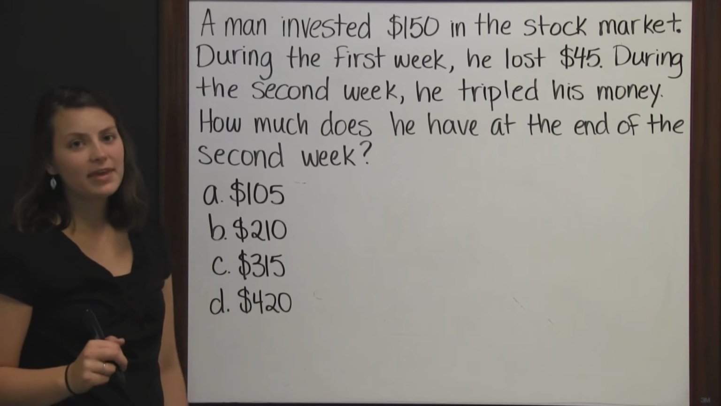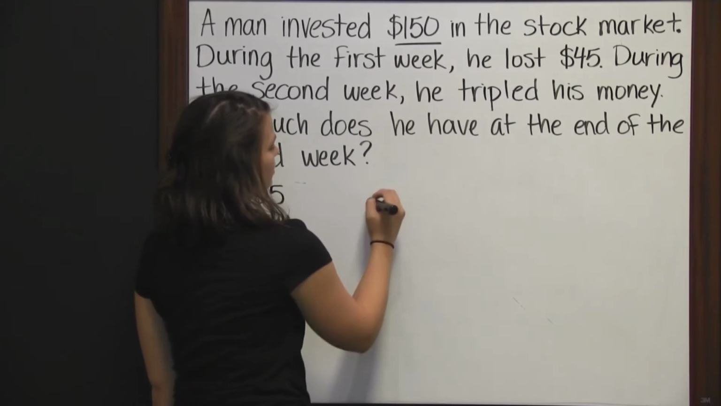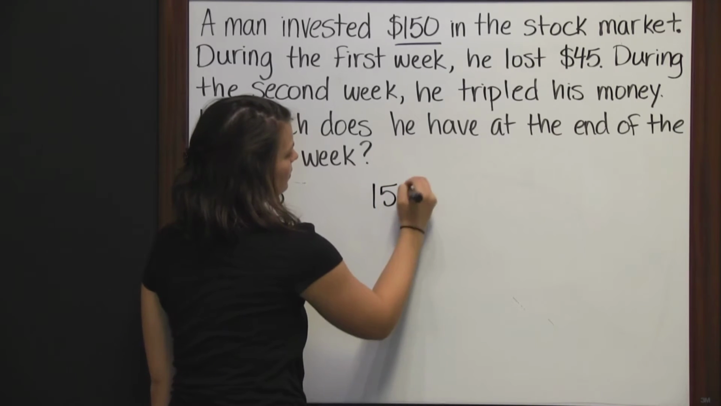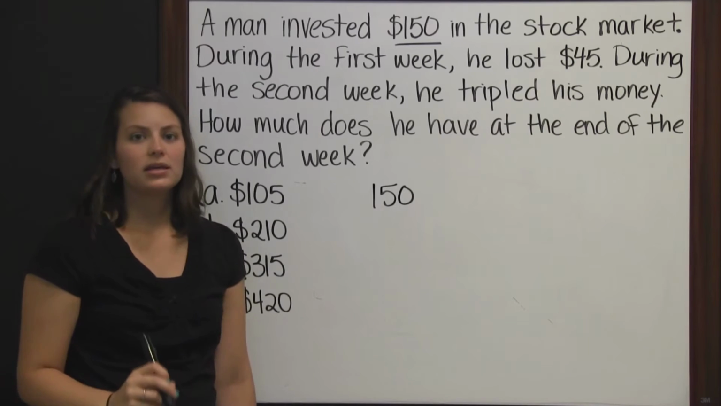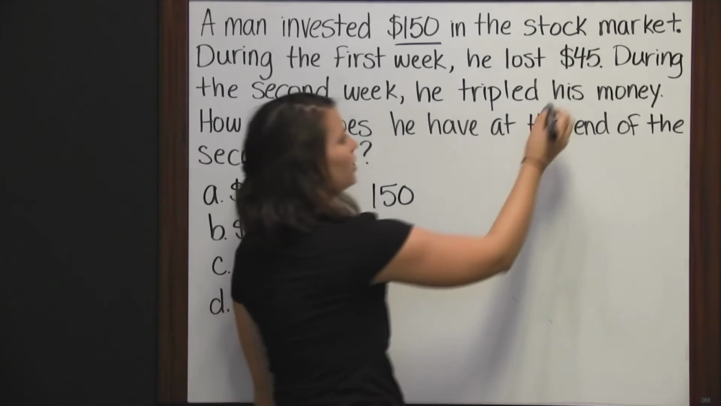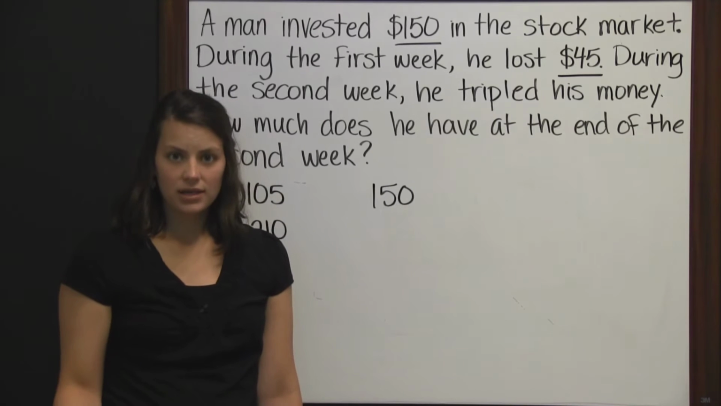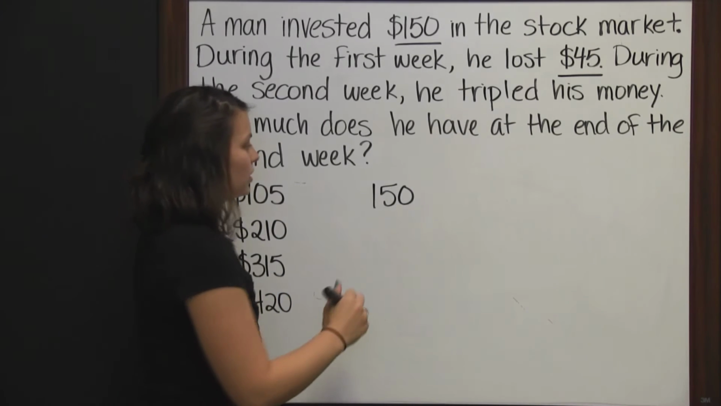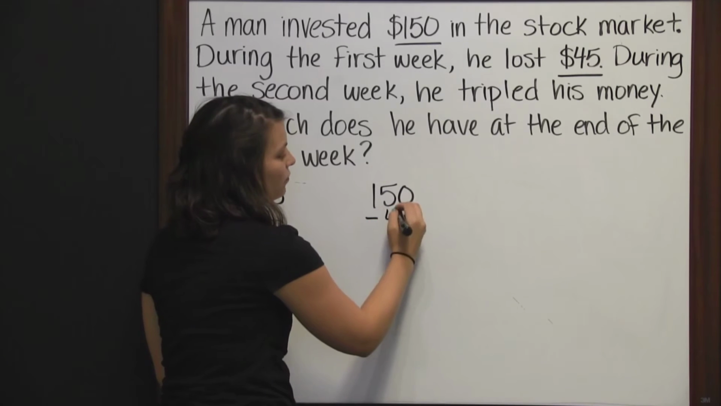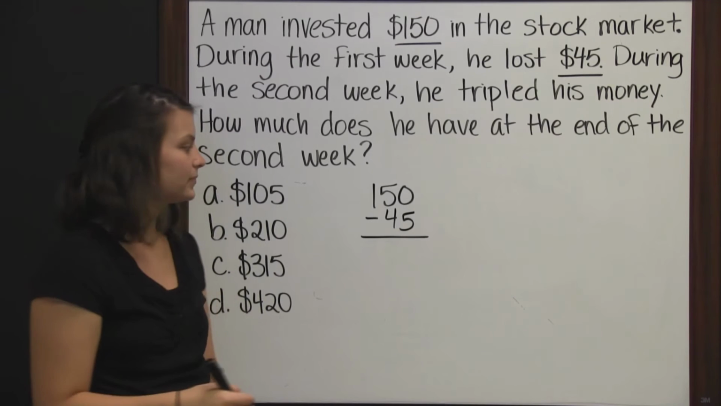So let's start at the beginning. He starts out with $150. Then during that first week, he loses $45. And when money is lost, then we need to subtract. So we're taking away $45 from what he started with.